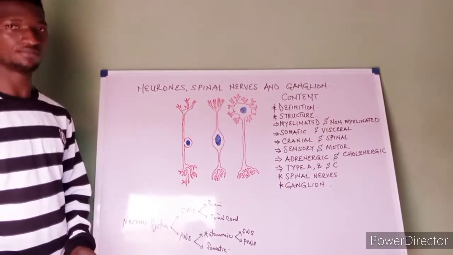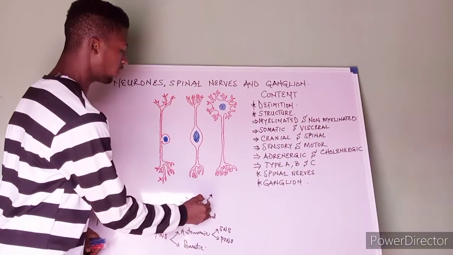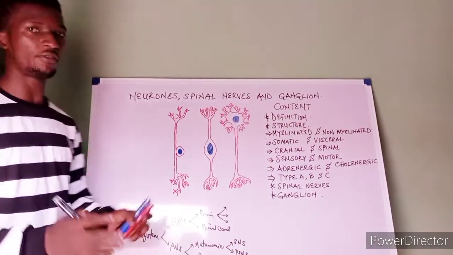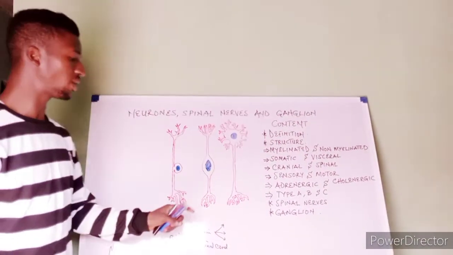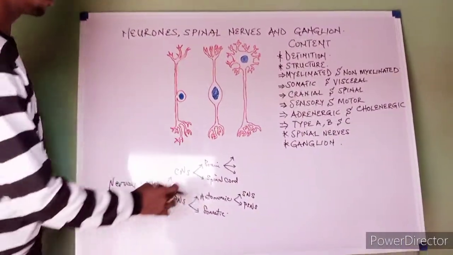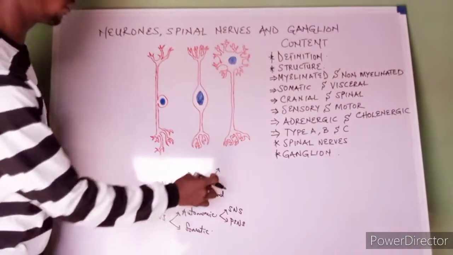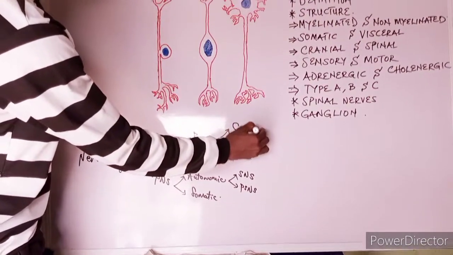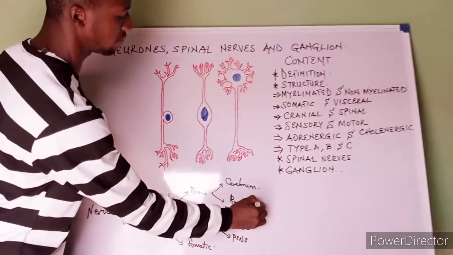Now the brain is made up of, let's say, three parts in general. What are those three parts? We have the forebrain, the midbrain, and the hindbrain. But for clear understanding, we're going to classify the brain into two. Instead of saying forebrain, midbrain, and hindbrain, we say we have the cerebrum and the brain stem.